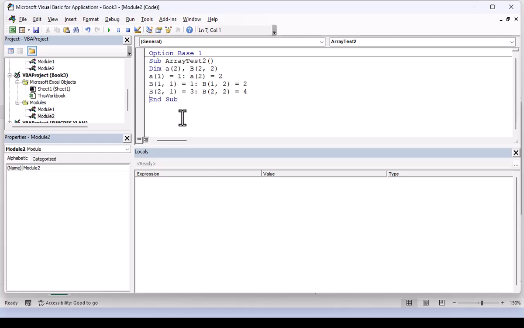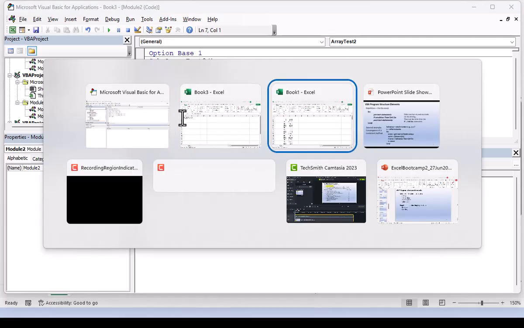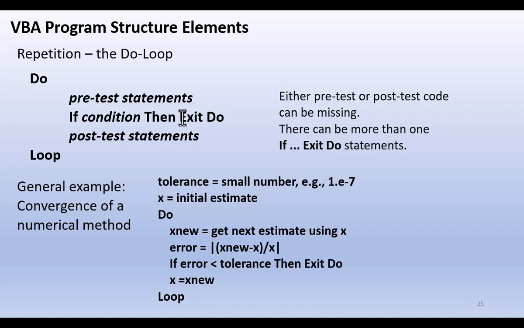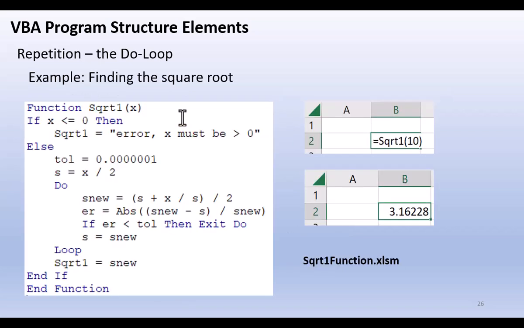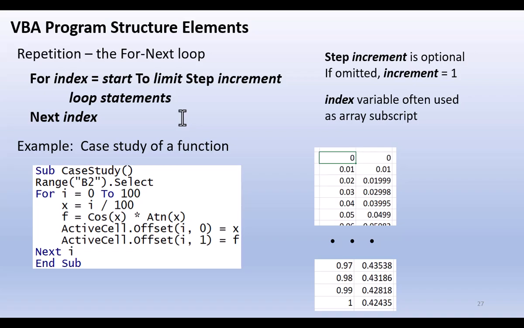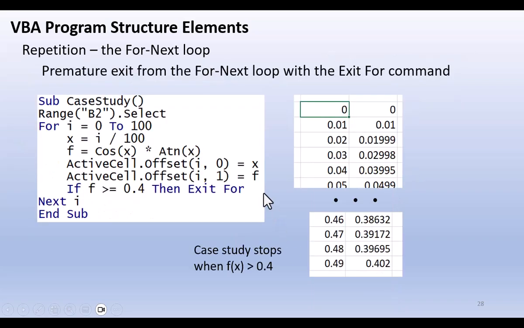But let's go back to the slides and catch up, all right? So this was our do loop, and this is the code for the square root that we implemented and we discussed, and it's available to you as a file. And then we had a case study where we had a for loop from I equal 0 to 100 and produced this array of x and f of x. And then we put in the exit for to terminate that early, and it stopped as soon as the f went above 0.4, all right?